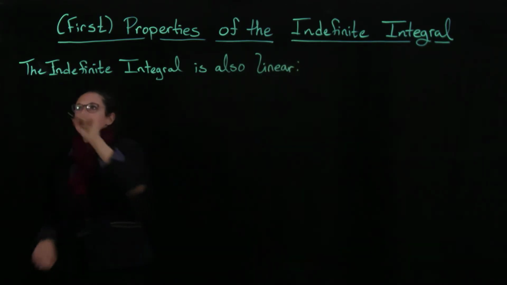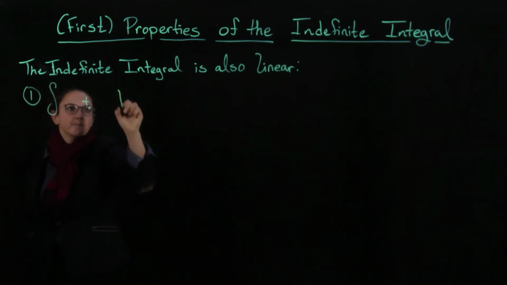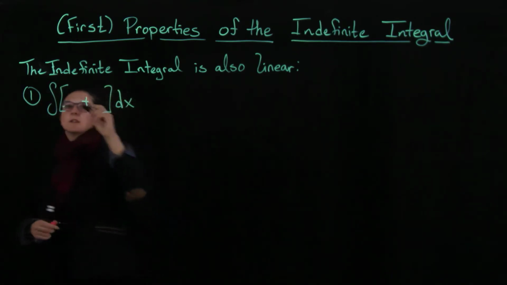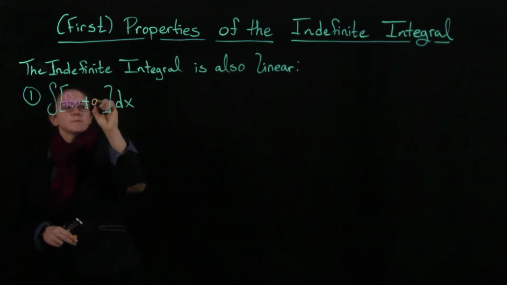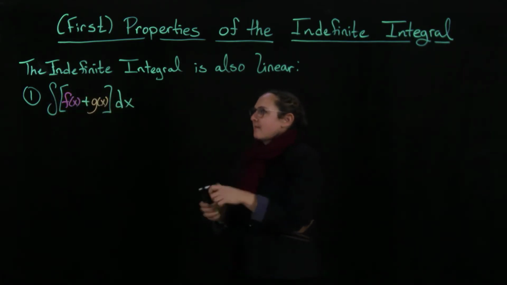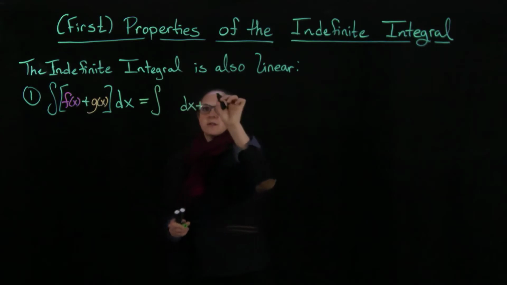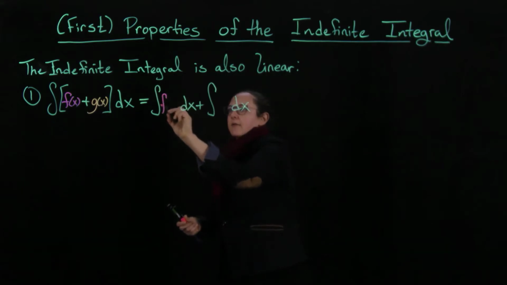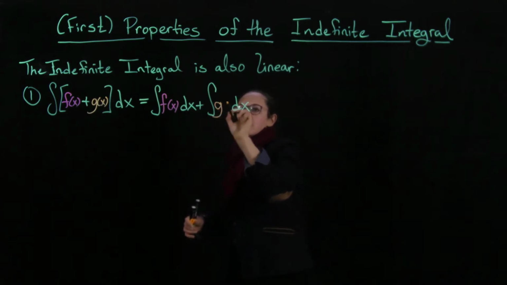So what does that look like? The first thing is, if I take the integral of the sum of two functions, a function f of x and a function g of x, that's the same thing as moving the addition to the outside. So that equals the integral of f of x plus the integral of g of x. Note that this works for addition.